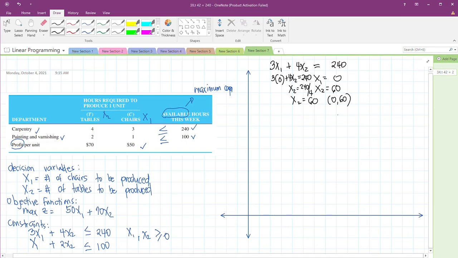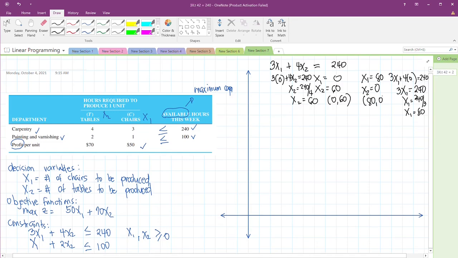Okay? Next, let x2 be 0. What will be the value of x1? Let's solve again. 3x1 plus 4 times 0 is equal to 240. Then 3x1, since the other term is 0, is equal to 240, and x1 is 240 divided by 3. So x1 is 80. That's why our second point is 80 and 0.